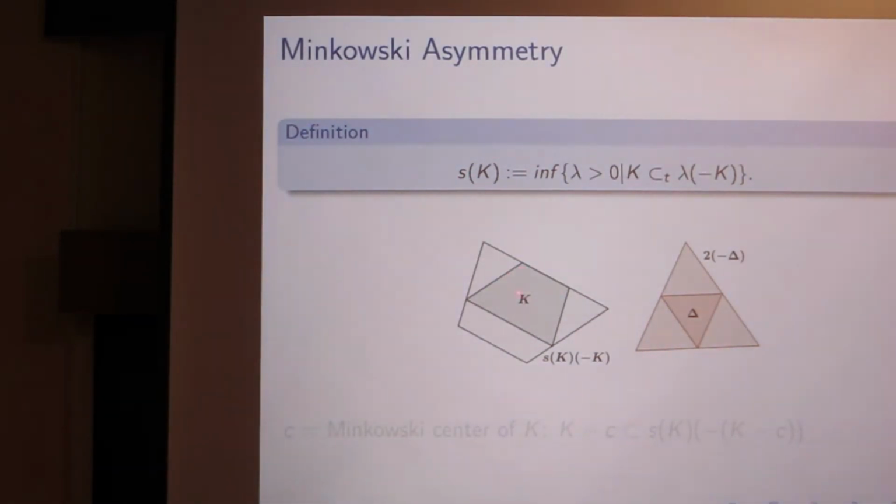How do we do it? We take our body K, let's say this is K. We flip it around, so this will be minus K. And then we enlarge it so that the old body K will be in the new body. And this factor, the rescaling factor, will be our Minkowski symmetry. And for the triangle, if you see this is an old triangle, this is a new triangle, and you need exactly this factor 2.